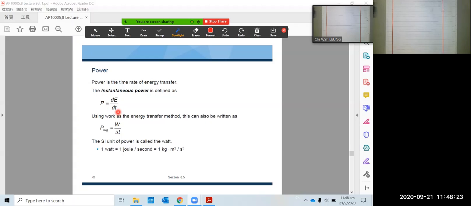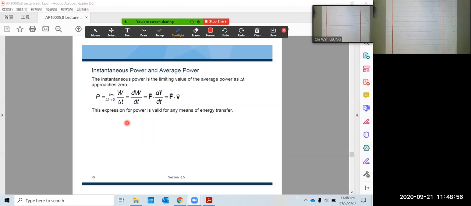Similar to the case of the velocity or the acceleration, you have the instantaneous value, which has to be obtained, strictly speaking, by differentiation. Or you could have the average value, which is the total amount of the work done over a certain period of time. The unit of power is joule per second, or more specifically, it would be labeled as watt. So that is the unit of power.